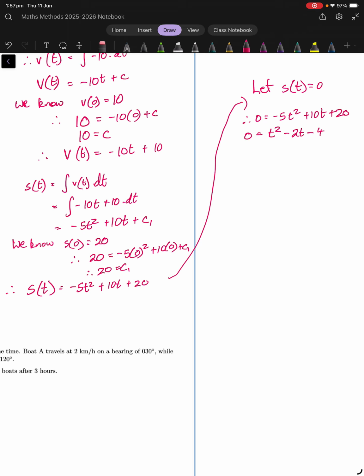And if I try to solve this, I can't find factors of 4 that are going to add to 2, so you can either complete the square or use the quadratic formula. I'm going to complete the square for this one because it looks like a pretty nice one.